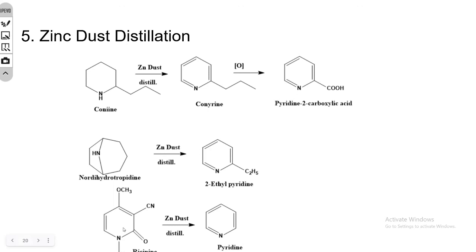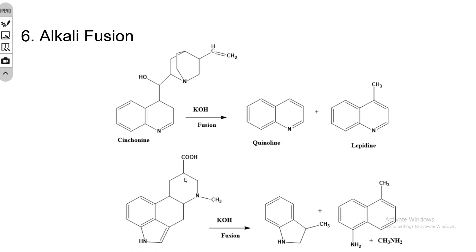This is another example. Here also, after zinc dust distillation, we get an aromatic system. That is zinc dust distillation. The next reaction is alkali fusion. This is a very drastic reaction, but sometimes provides very useful information about the structure of the compound.